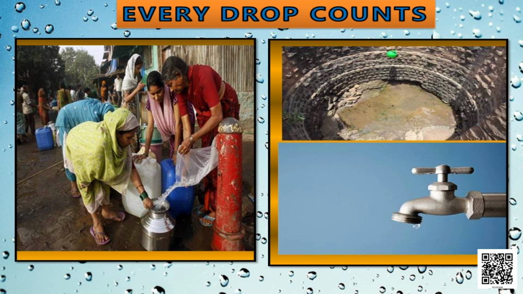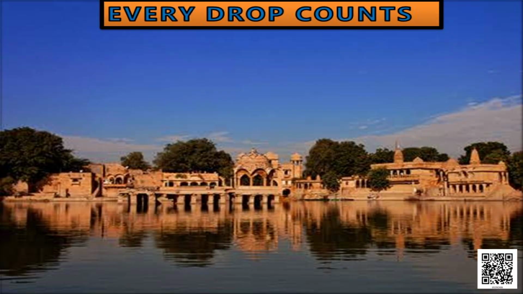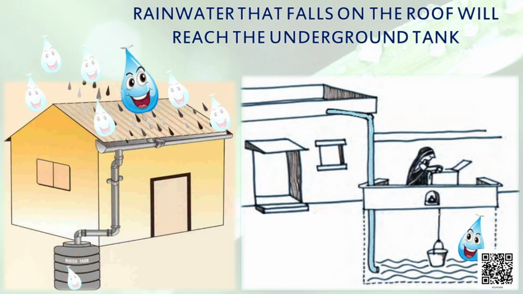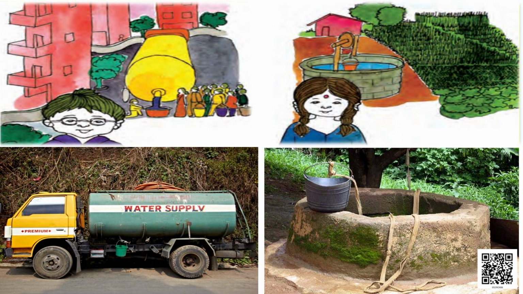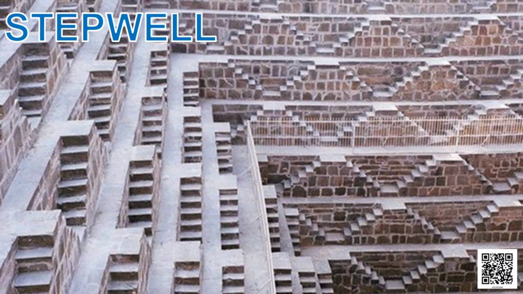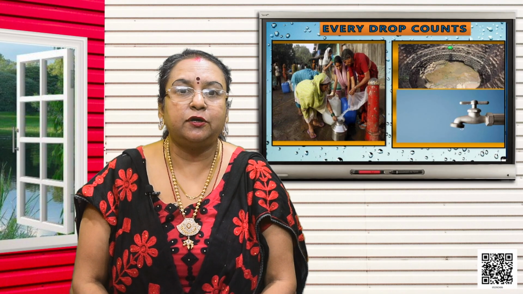In your previous class you have already gone through how the king of Rajasthan made 9 lakes, and how the rainwater was being collected in those lakes, and after that how the water was utilized by the people for various purposes. We have also talked about various ways of getting water, and discussed the step well. We talked about Alberoni and how he came to India and was surprised to see in what way people were conserving water and utilizing it for various purposes. All those things we have already gone through.